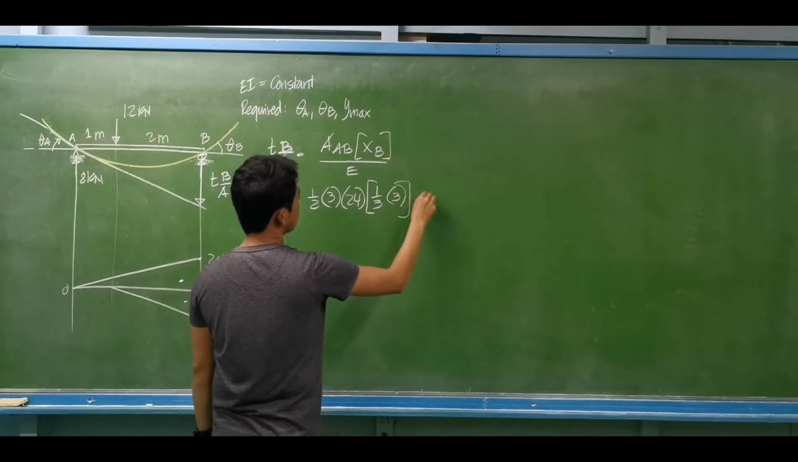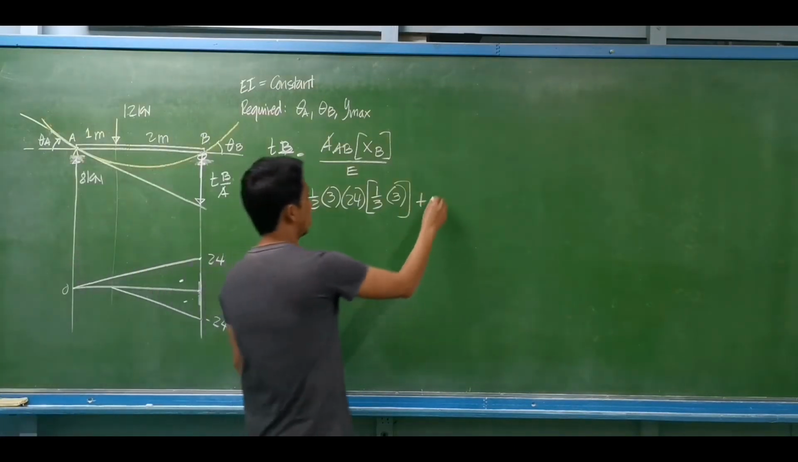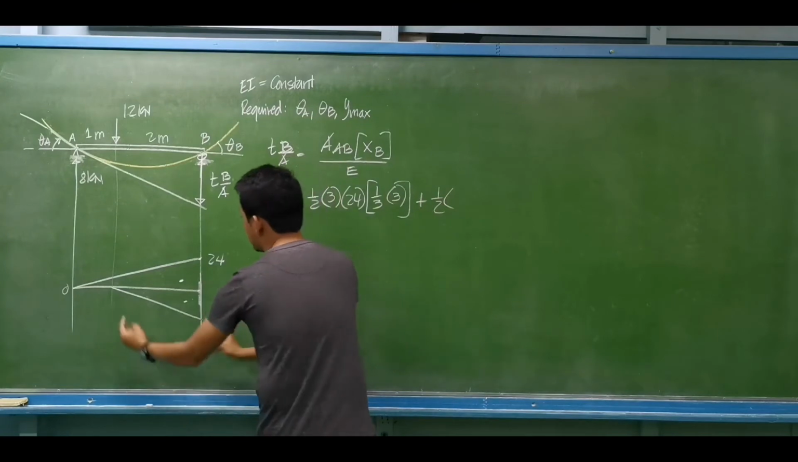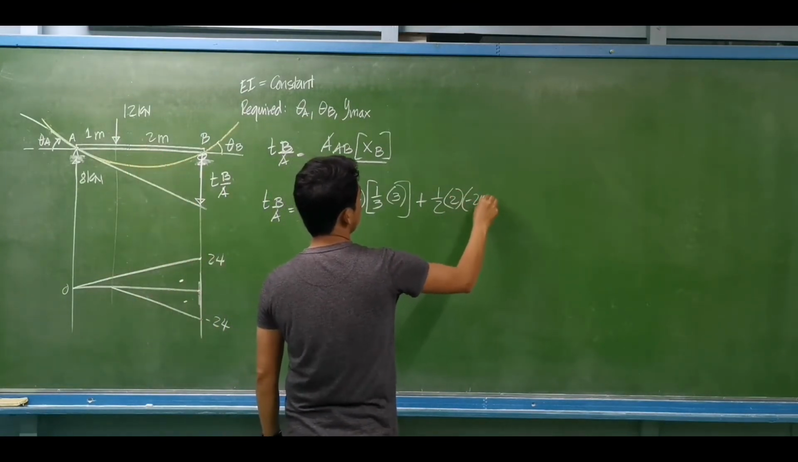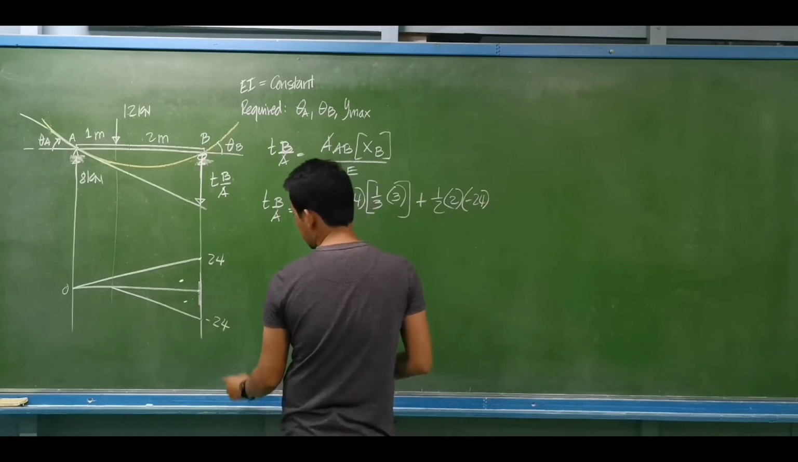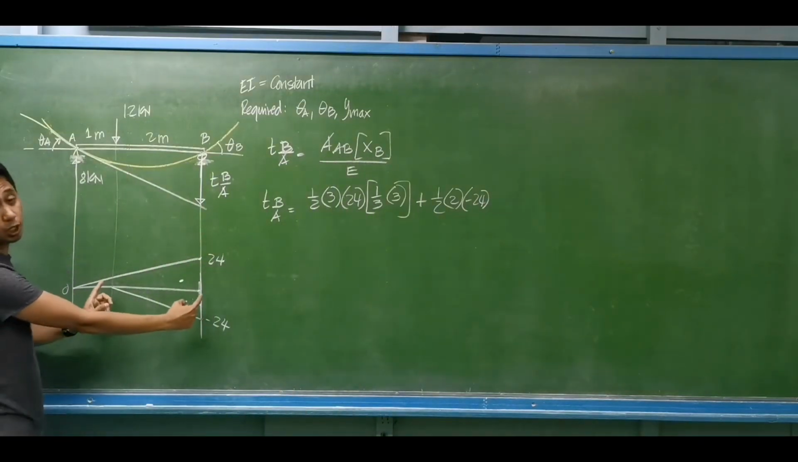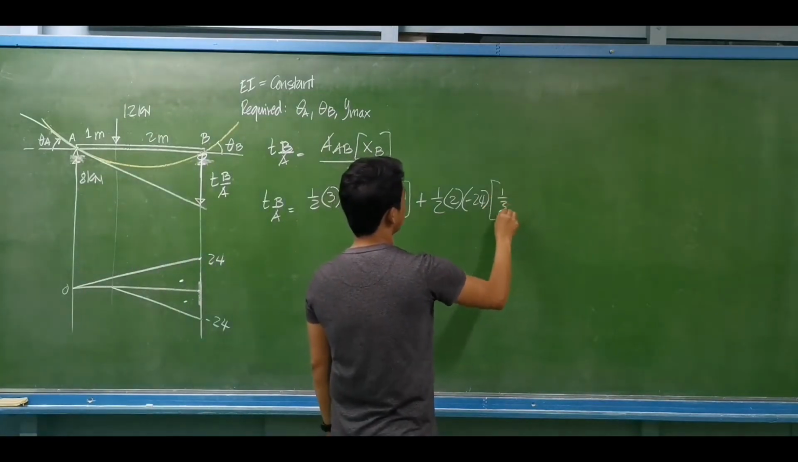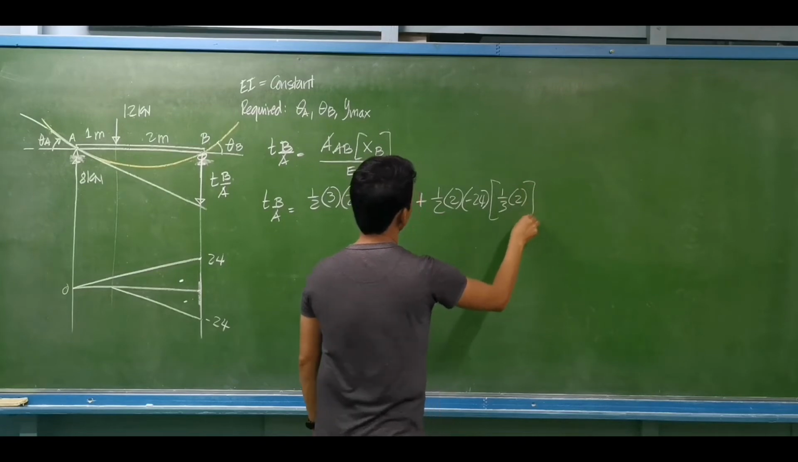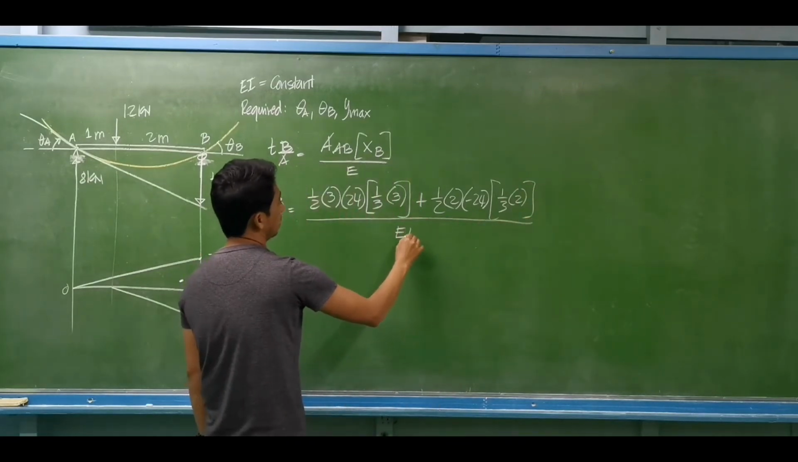Then plus, we have a negative area here, that is 1/2. What is its base? The base is 2. The height is negative 24. What is the distance of its centroid towards point B? This is only 2 meters, so that is 1/3 of 2 meters. All of these terms are over EI.